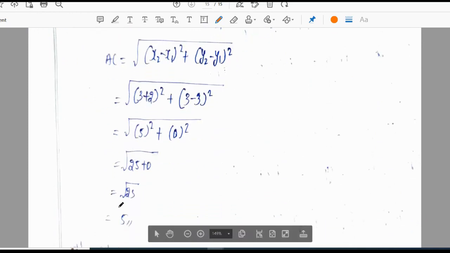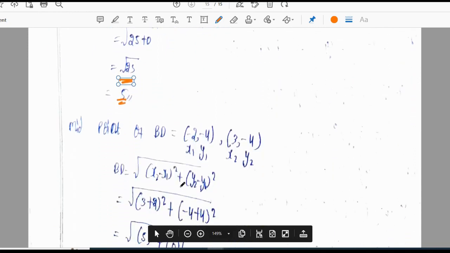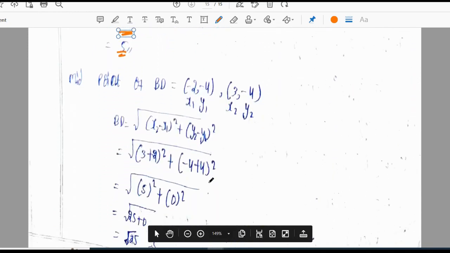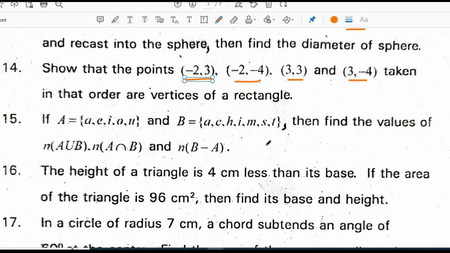Now we'll see the diagonals. AC diagonal is root 25, which is 5, and BD diagonal is root 25, which is 5. So clearly opposite sides are equal: 7, 7, root 74, root 74, and diagonal values are 5 and 5. Clearly opposite sides are equal and diagonals are equal, therefore these are the vertices of a rectangle.